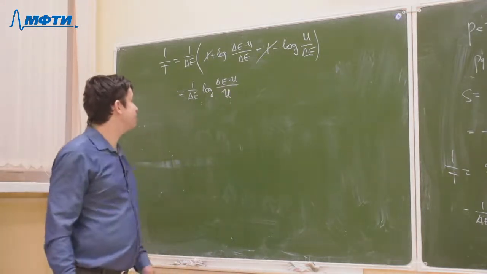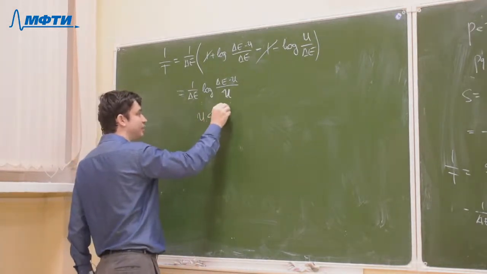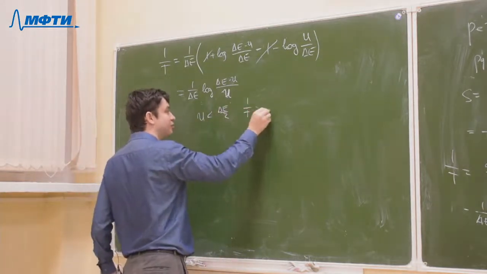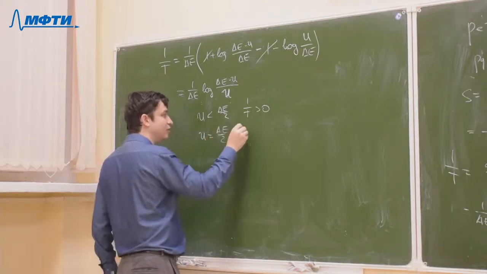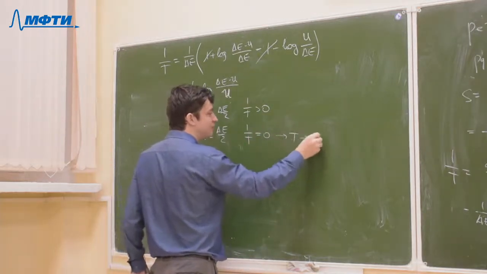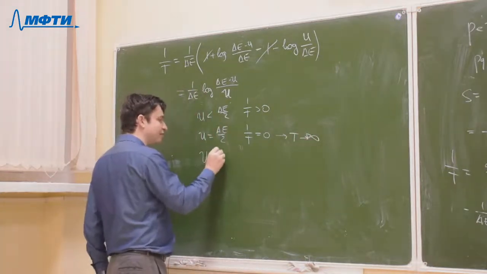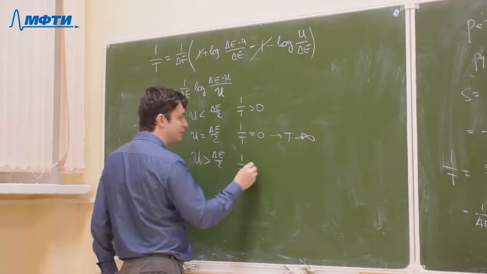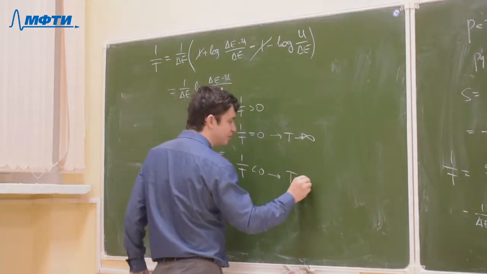So that means that when U is less than delta E over 2, then 1 over T is positive. When U is equal to delta E over 2, then 1 over T is 0, and that means the temperature is infinite. And when U is greater than delta E over 2, then 1 over T is negative, which means the temperature is negative.